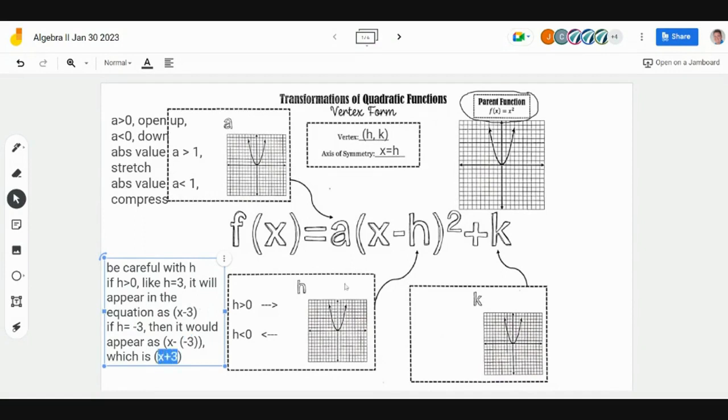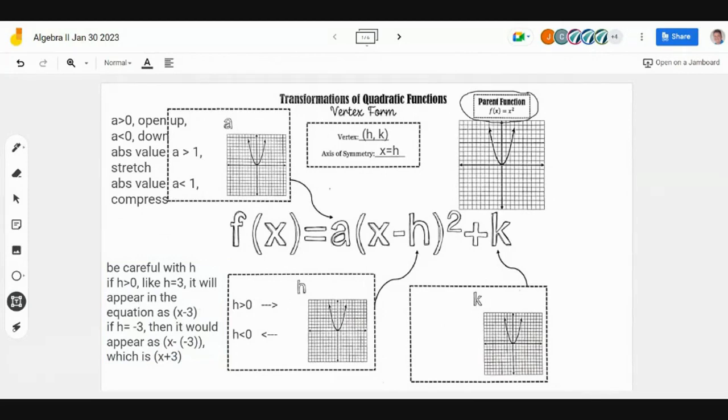So it's going to fool you. You're going to glance at it real quickly and you're going to see X plus 3 and you're going to think H is greater than 0. But that would be incorrect because it's X minus whatever value of H is. So don't let that fool you because it can do that.